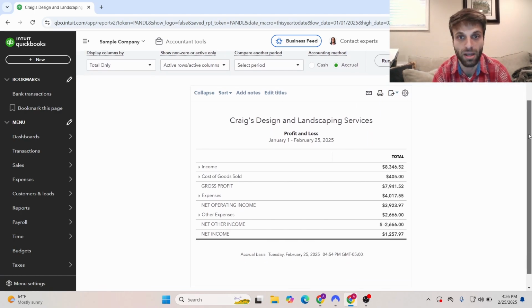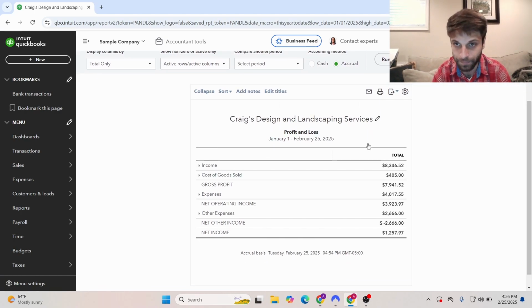A profit and loss statement usually starts with the income. So the total income that Craig's Design and Landscaping Services earned during this period is $8,346. Cost of goods sold: what was the cost of the products that we actually provided to our clients, right? That was about 405. Think of a physical product, right?